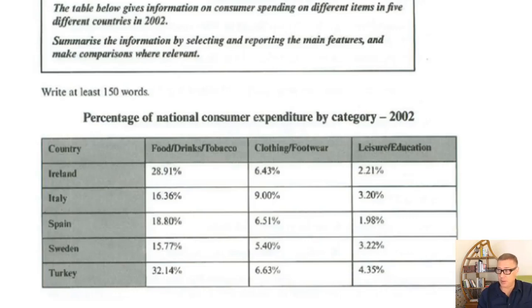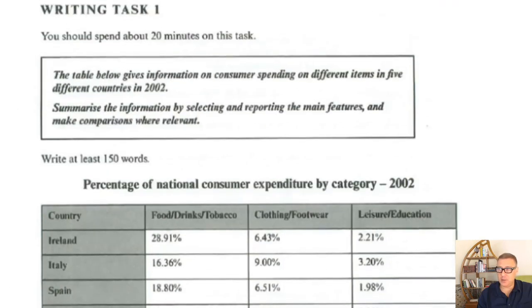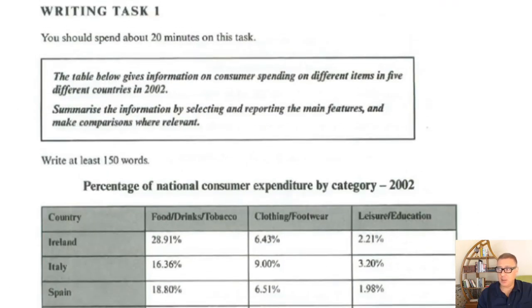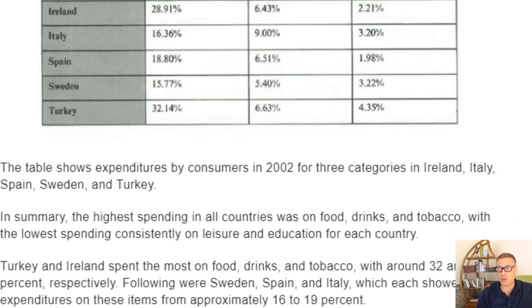Okay, so if we have a look at the specific example, how I did that. The table shows expenditures by consumers in 2002 for 3 categories in Ireland, Italy, Spain, Sweden, and Turkey. So again, the easiest thing to do is really just to paraphrase this information here, try to use it, change the order, change the word form, use synonyms where you can, repeat words where you can't. Again, you're not getting huge points for your first sentence. What your score is dependent on is what you do in the overview and the details paragraph.